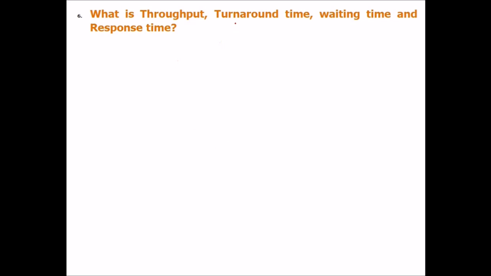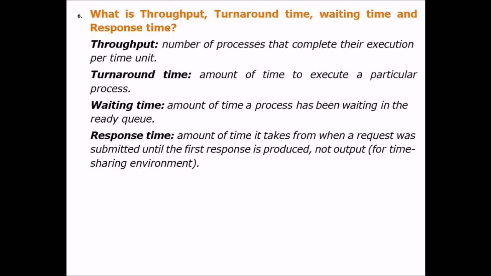What is throughput, turnaround time, waiting time and response time? Throughput means the number of processes that complete their execution per unit time. A processor is there and various processes are given to the processor. How many processes are completed per unit time is the throughput. What is turnaround time? Turnaround time is the amount of time to execute a particular process. One process is given and how much time does it take to complete? This duration is known as turnaround time.